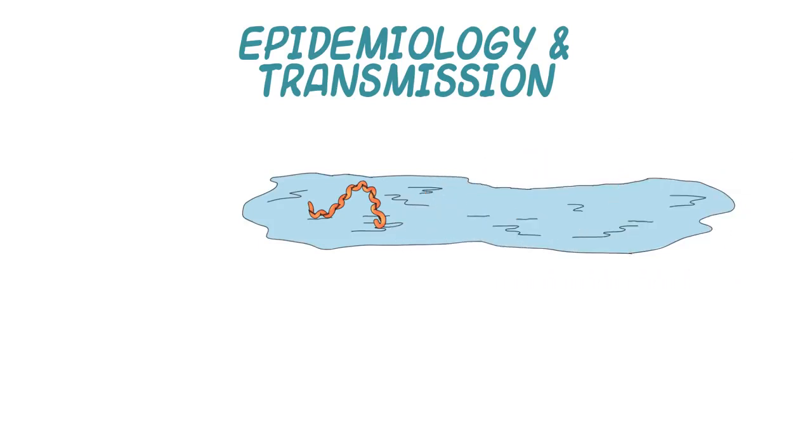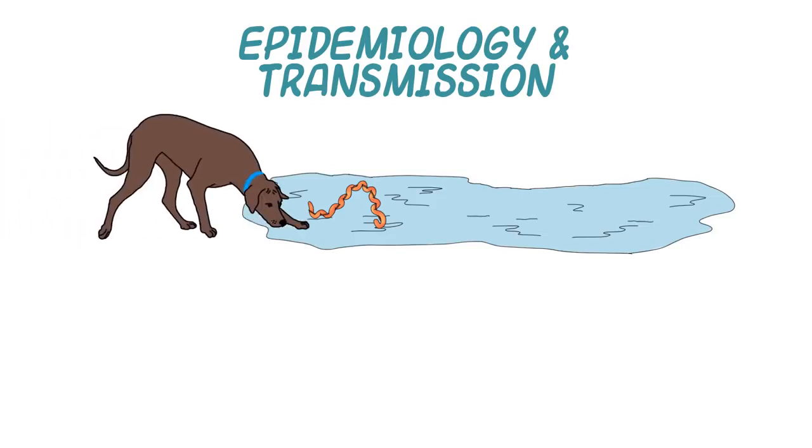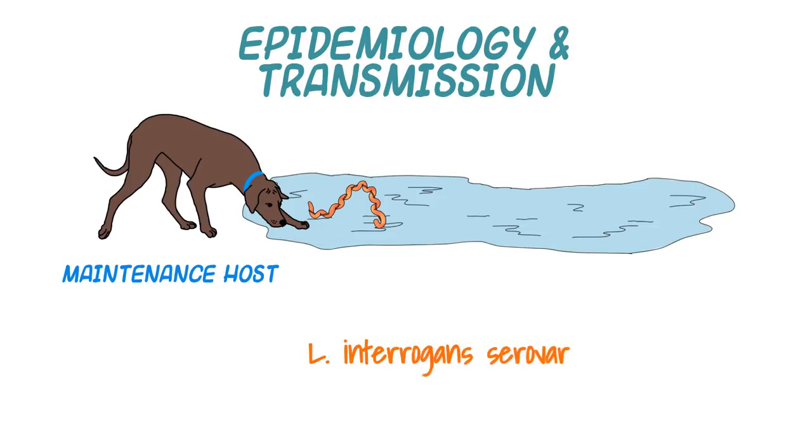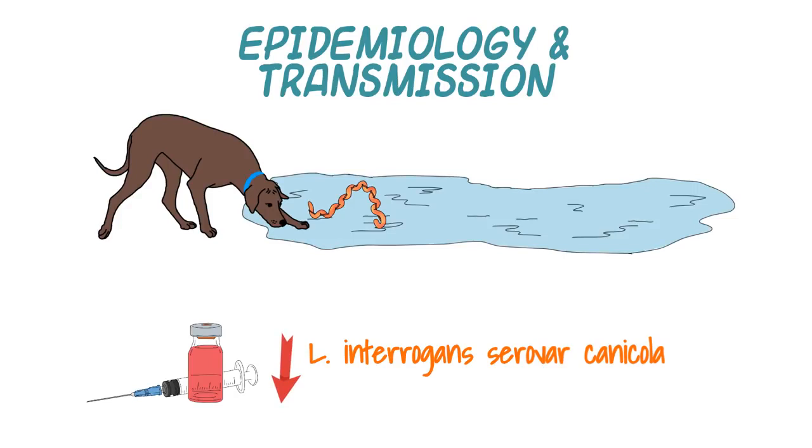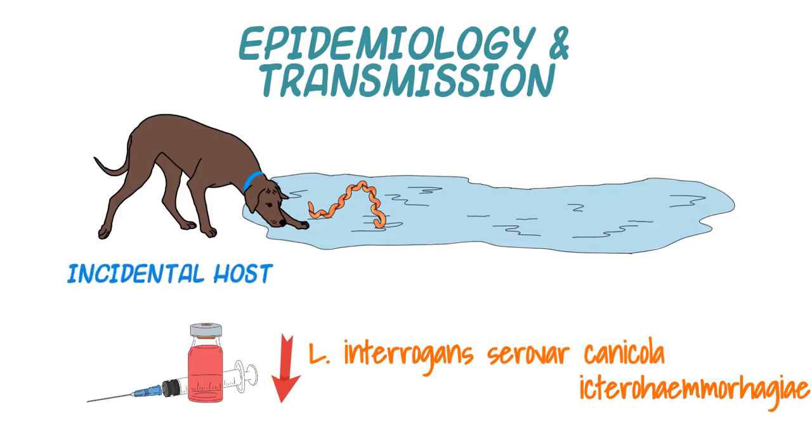The importance of understanding pathogenic serovars of lepto is demonstrated by the fact that dogs are the maintenance host for Leptospira interrogans, serovar canicola. Vaccination has reduced the incidence of serovars canicola and icterohemorrhagiae. Today, it is likely that the serovars from wild animal maintenance hosts cause disease in dogs as incidental hosts.